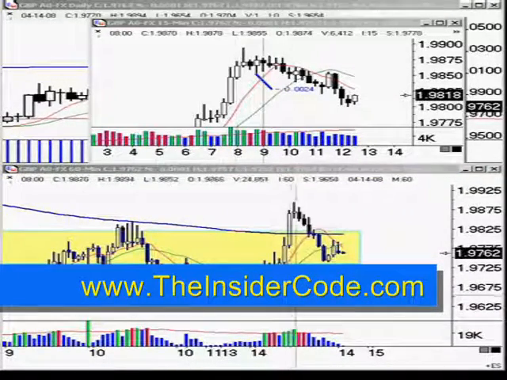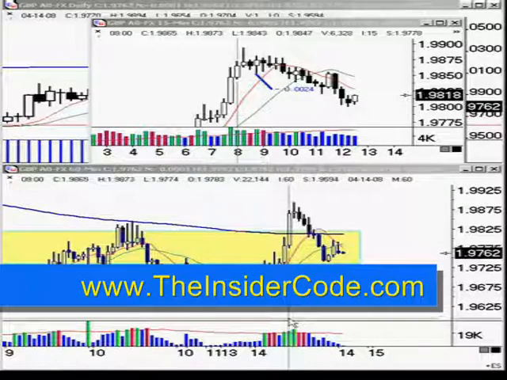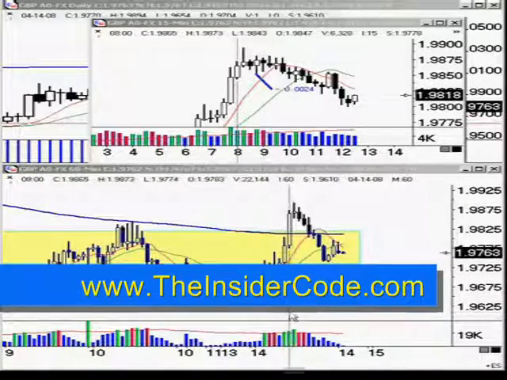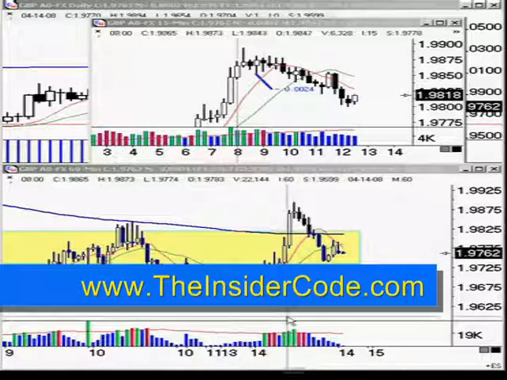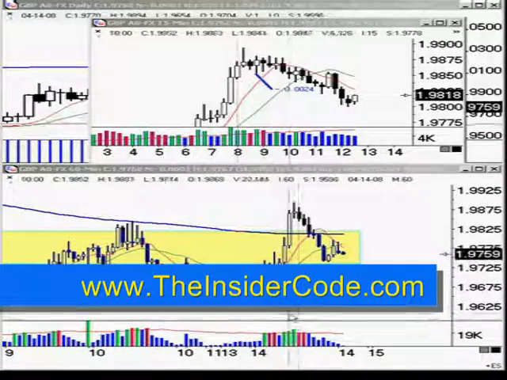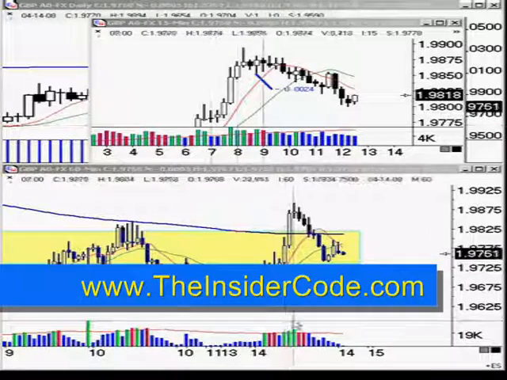And again, remember that the main purpose of the insider code is not to try and give you some black box system to follow or only give you some software to follow, but to also help you understand how the market works so that you can profit in the marketplace nearly at will. That's the main purpose of this.